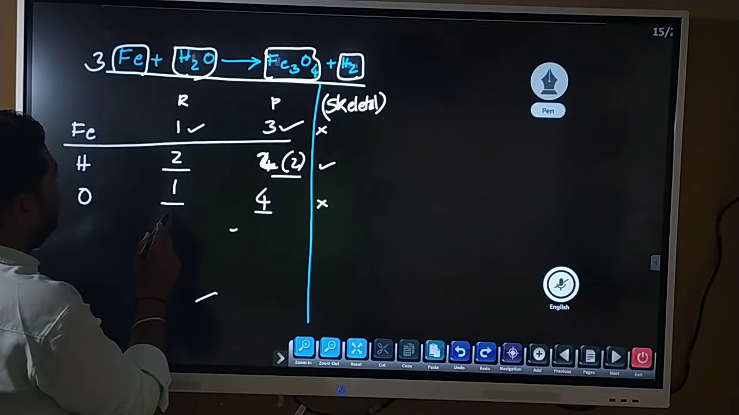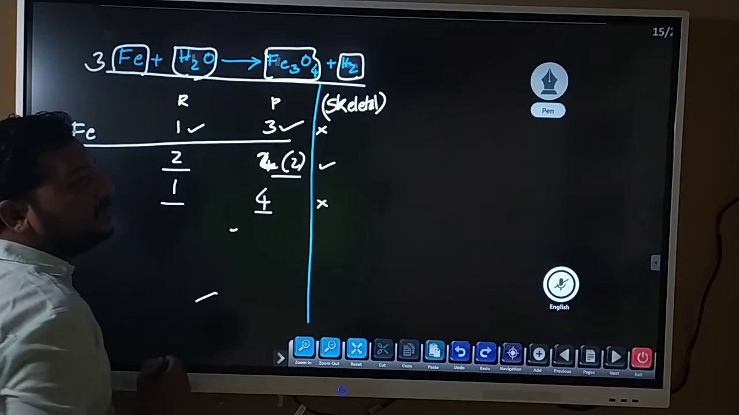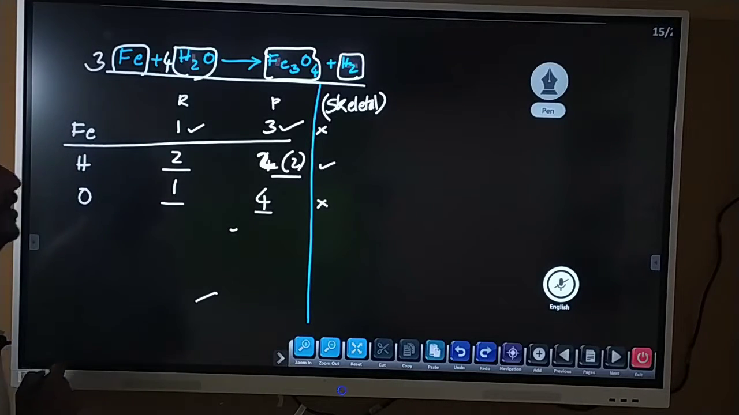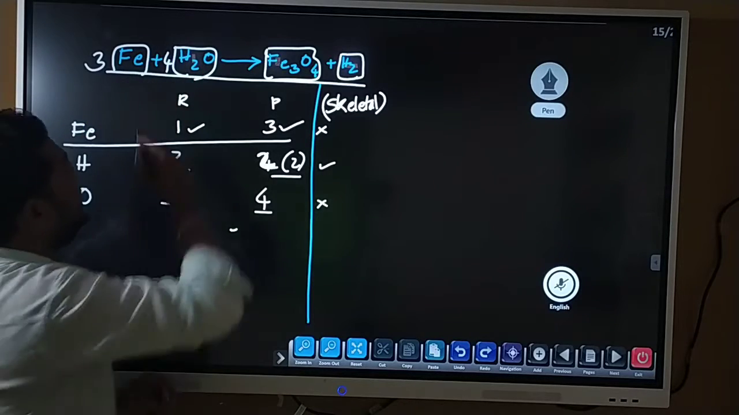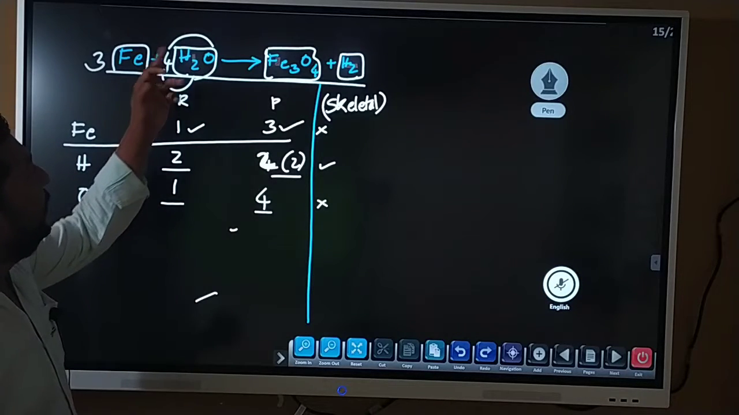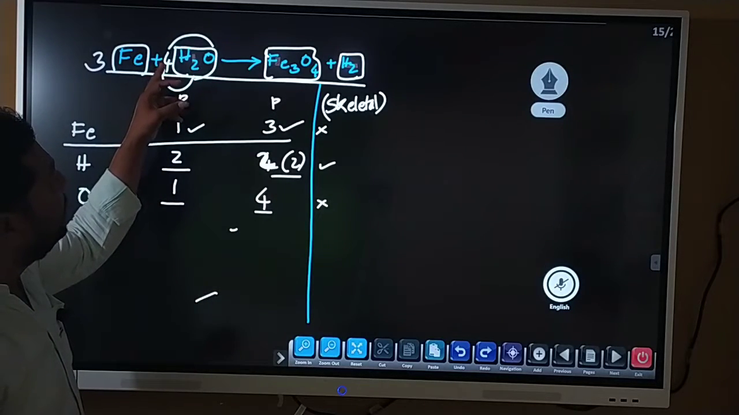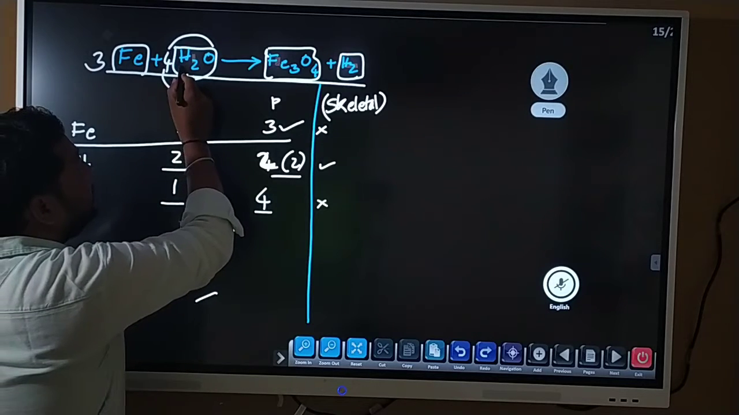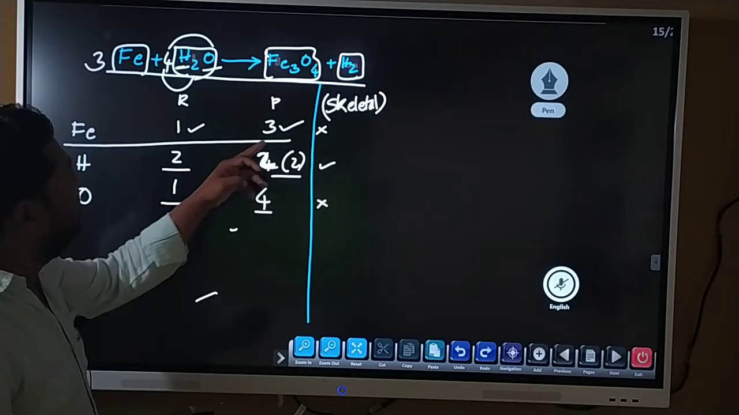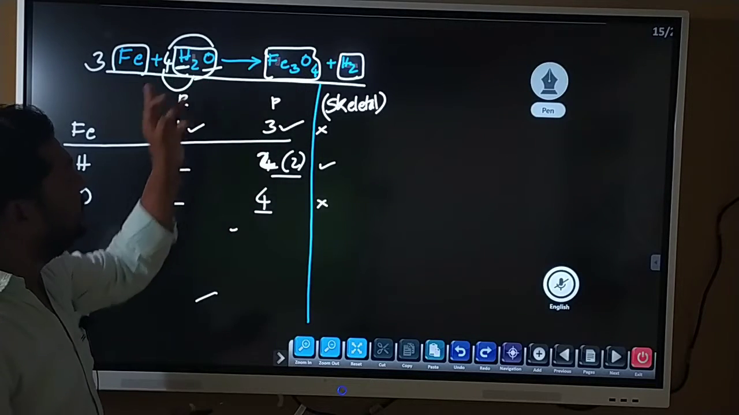Here oxygen is 1 in number on the reactant side and the product has 4. So how can we manage? There is 1, so we can write 4 here. Okay, 4 oxygen. If you write the coefficient in front of the compound, it is linked with both the hydrogen and oxygen. It is related to both the things. Now, 3 iron atoms here, also 3 iron atoms on the other side; oxygen 4 here, also 4.